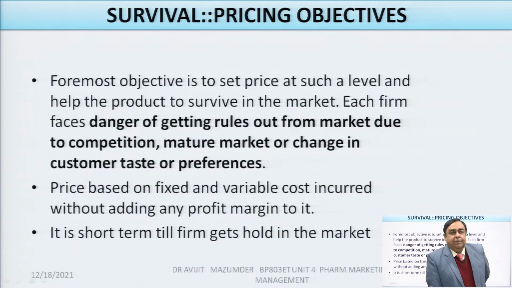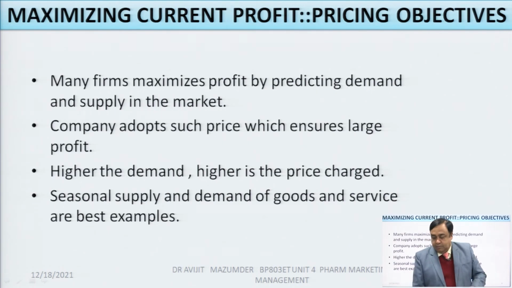The price is based on the fixed and variable cost incurred, without addition of any profit margin. This is done just neck to neck, the cost of the product and the price of the product. This is a strategy to be followed whenever the question of survival comes into the picture. Remember, it is short term; you adopt this strategy only till you are in a position to grab the market and hold your position in the market.